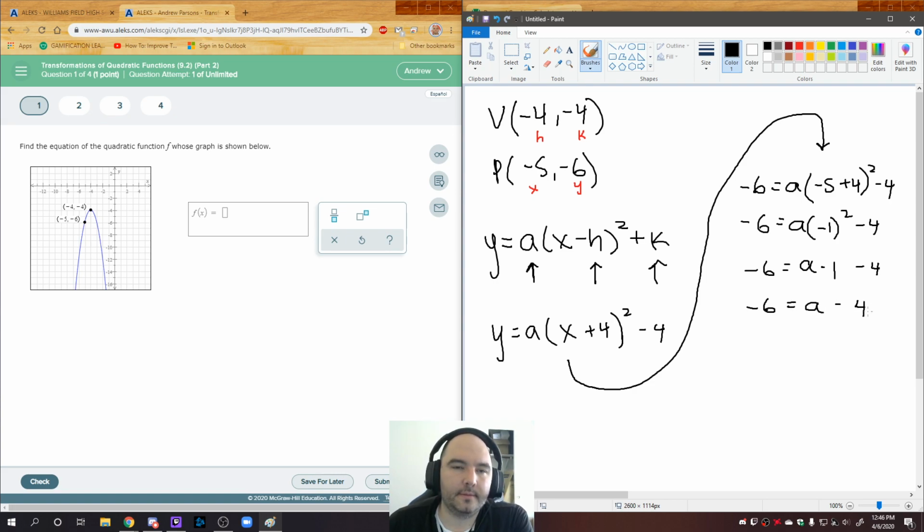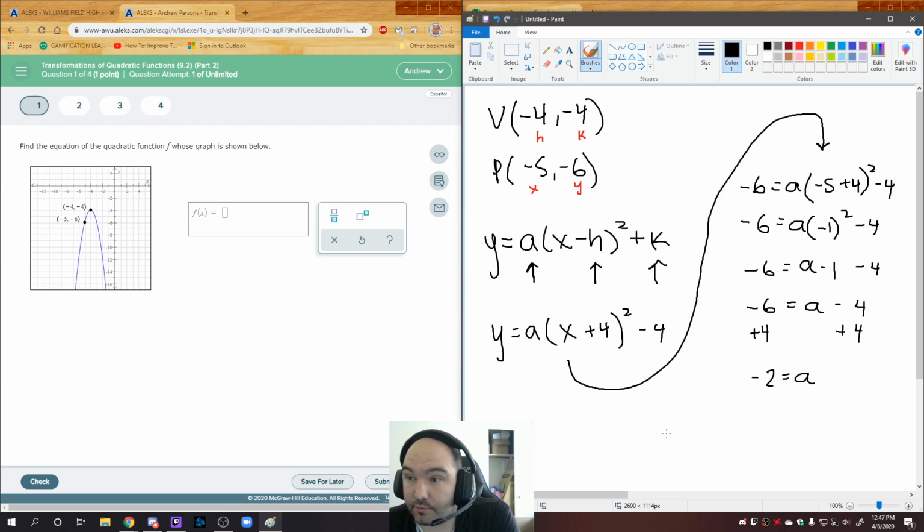So basically what I did was I cleaned it up a little bit. The stuff next to A was simplifiable, so we made it -1, then we squared it, and it's 1, and anything times 1 is itself. So now we've got -6 equals a minus 4. Well, you got to solve for a. That's our goal. We need to know what a equals, otherwise we won't be able to make an equation. So plus 4, and I get -2 equals a. Yes, you got to do a little bit of equation solving here.